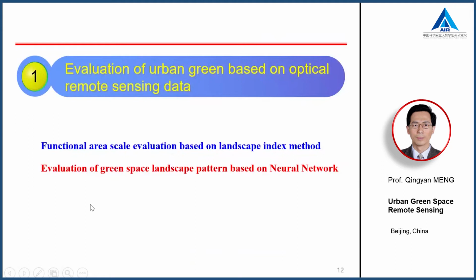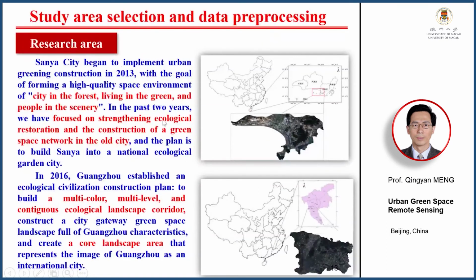Then we briefly introduce the evaluation of the green space landscape pattern based on the neural network. Here we use Sanya city, which is a southern city in China, with the goal of forming a high-quality space environment of a city in the forest, living in the green, and people in the scenery.